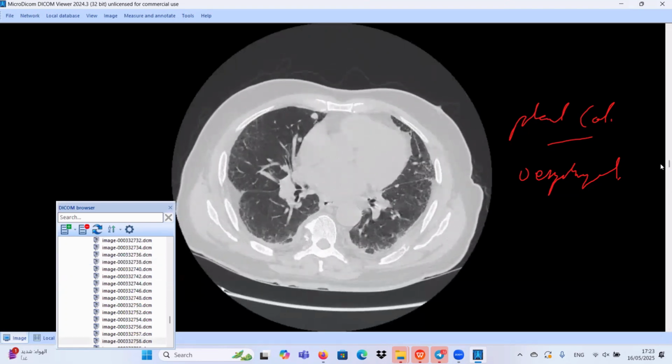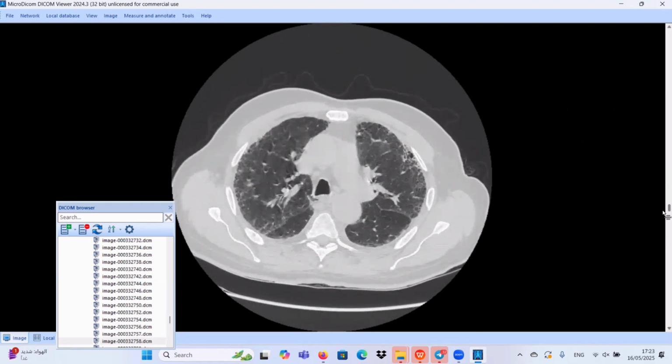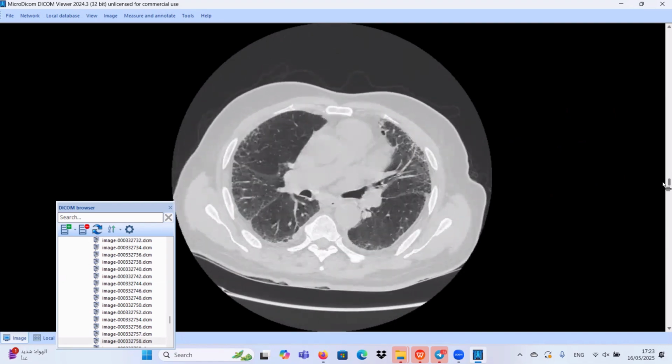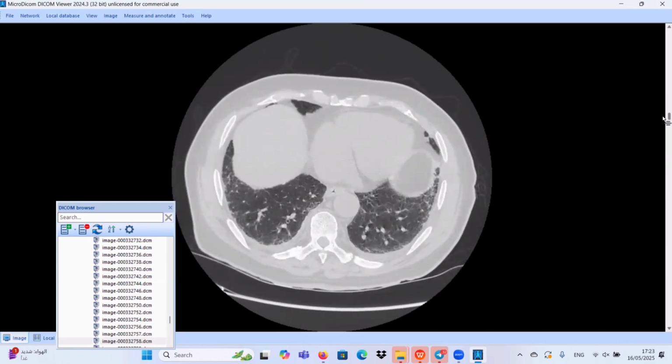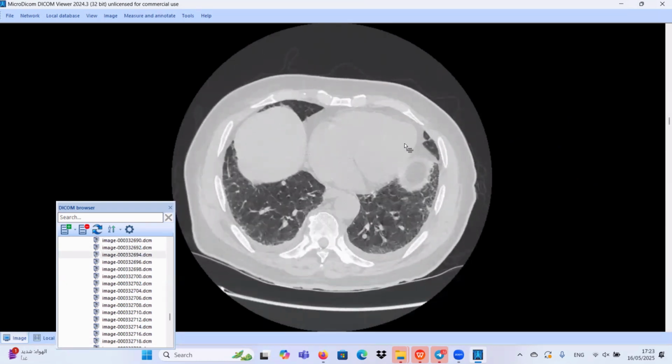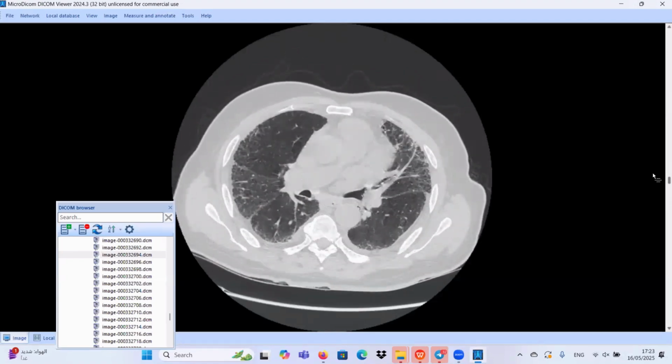You will find here pulmonary nodules, and these pulmonary nodules are widely scattered, randomly scattered. One of them is pleural based, subpleural, and these nodules are variable in size, not similar in size. Look for this one. You will find multiple variable sized pulmonary nodules randomly distributed.